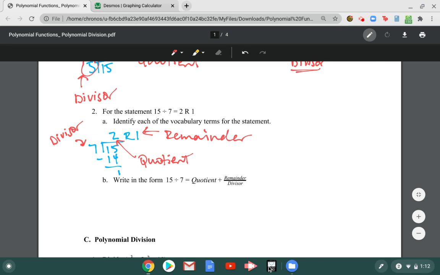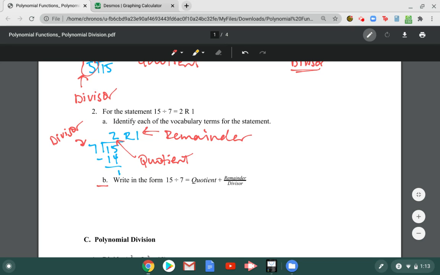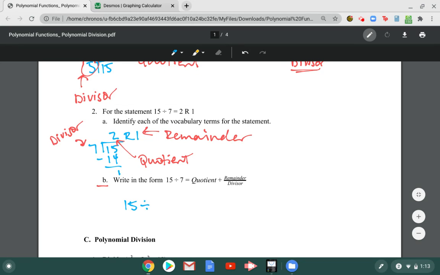Let's do this with a calculator. So if I were to, in my calculator, do 15 divided by 7, it doesn't give me 2 remainder 1. It gives me 2.14285, a bunch of decimals. So it gives me about 2.14. If I were to do it in the form that we've got here in part B, and I write 15 divided by 7, and this is going to be similar to the answer in that calculator, it's going to be my quotient 2 plus remainder 1 over divisor 7.